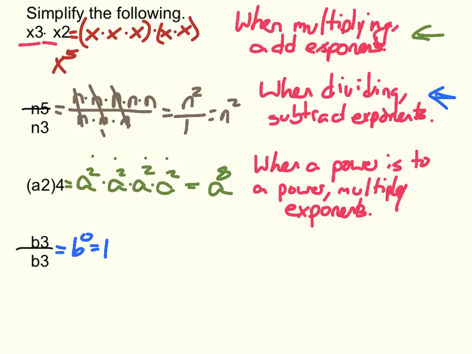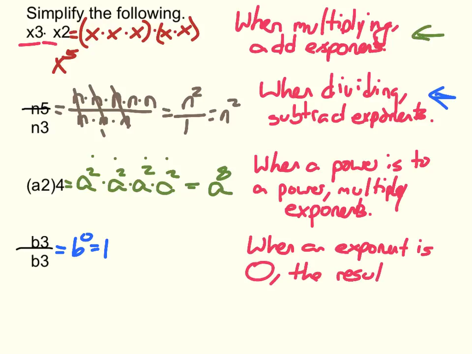And what that tells me is when an exponent is 0, the result is 1. And that's because you're essentially dividing some number by itself, and that's where the 0 exponent comes from. And we're done.